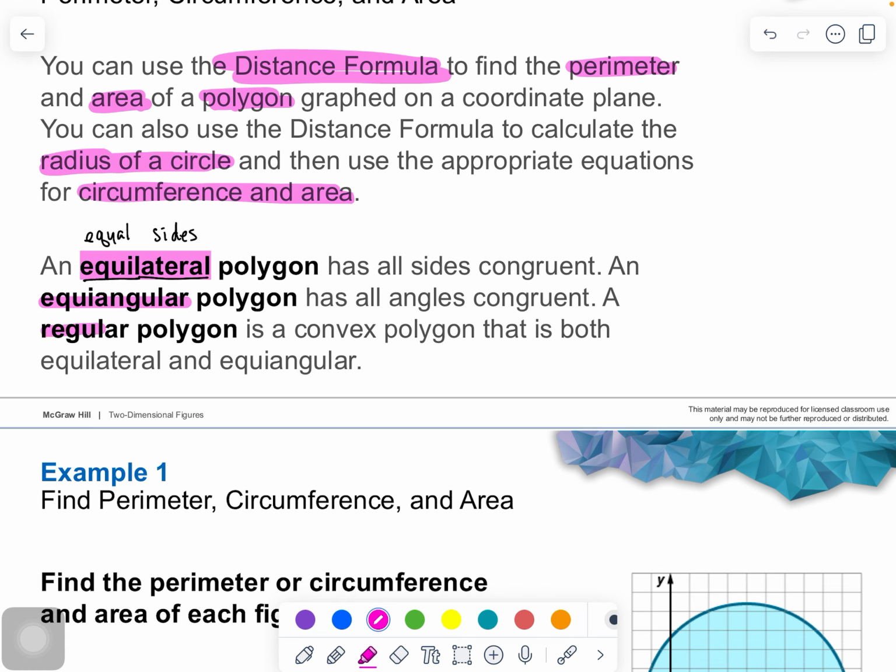And then a regular polygon is convex. Convex means all of the angles are facing outwards. None of them are concave, none of them are dented inwards. And they have both equilateral and equiangular sides and angles. So all the angles are the same size, all the sides are the same length.